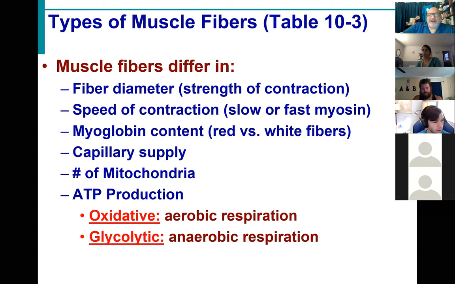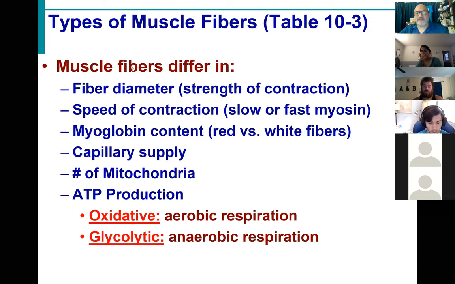Basically, if you have access to a lot of oxygen, a lot of mitochondria, then you can primarily make ATP using oxygen, using aerobic respiration. And the use of aerobic respiration is a process we call oxidative ATP production. Those that don't have as much myoglobin, don't have as good of a blood supply, don't have as much mitochondria inside of it, are going to have to primarily rely on making ATP without oxygen, using anaerobic respiration, right?